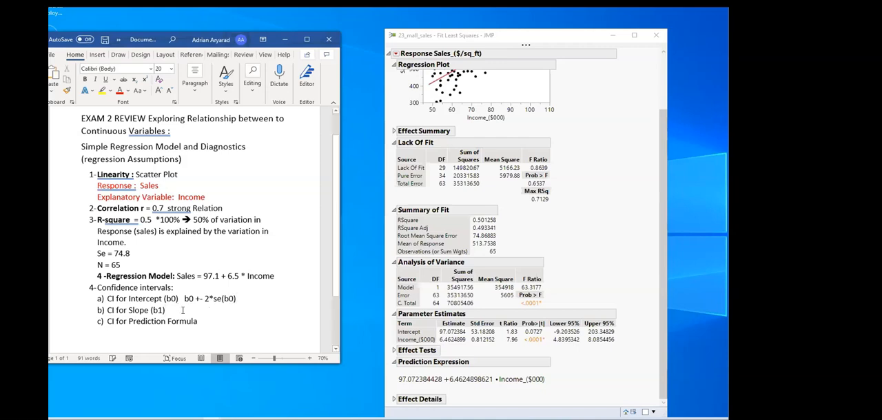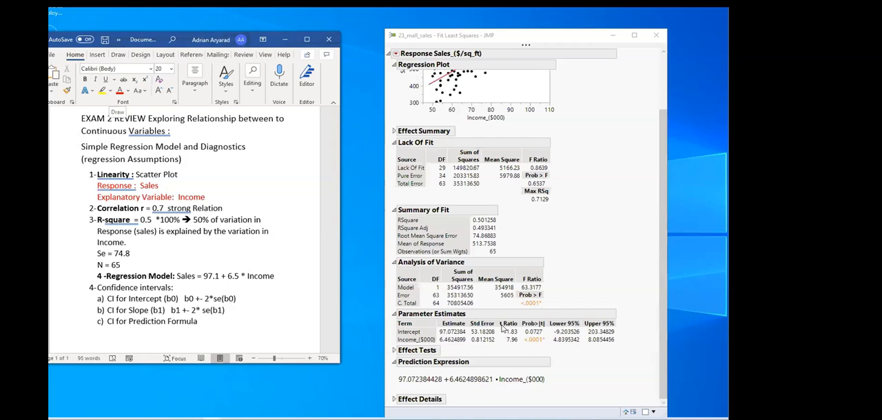And this one is B1 plus or minus 2 times the standard error of B1. And for the prediction formula, the formula is a little bit more complex.